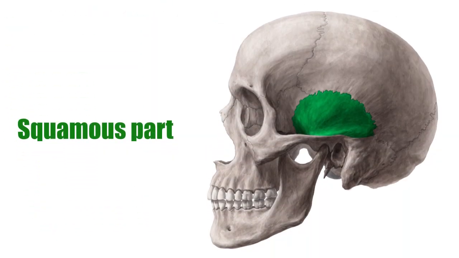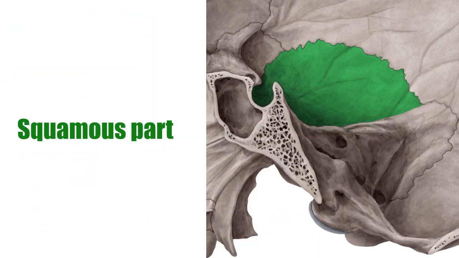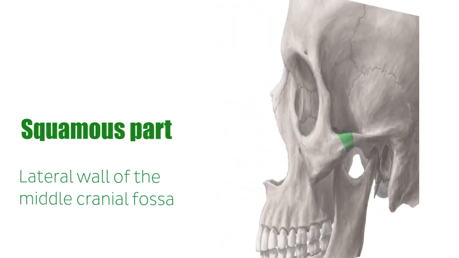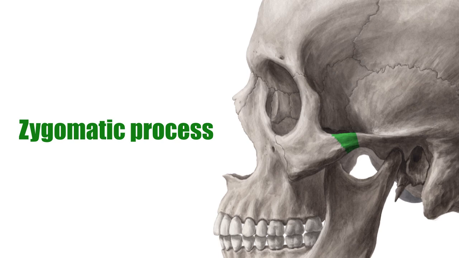The squamous part is a flat plate that builds the lateral wall of the middle cranial fossa. It houses the middle meningeal artery that is marked by a groove in the bone. The zygomatic process arises from the outer surface of the squamous part and articulates with the zygomatic bone. The glenoid fossa sits just below the zygomatic process where it comes into contact with the mandibular condyle. It is part of the temporomandibular joint.